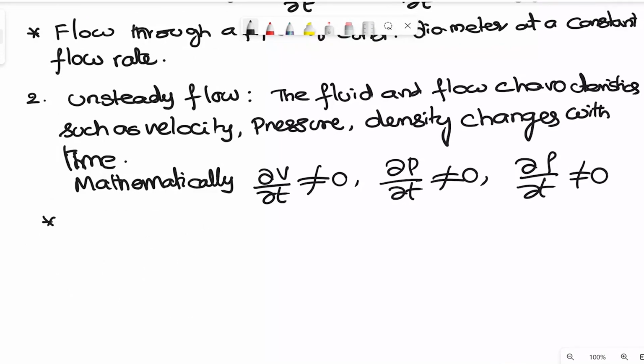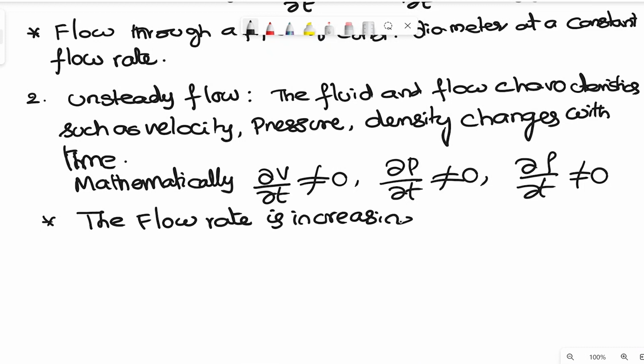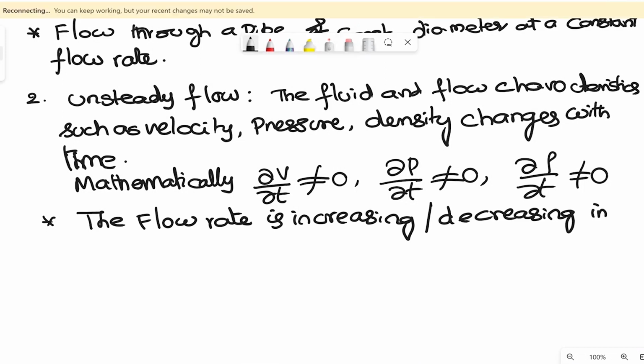The example we can write is the flow rate increasing or decreasing in a pipe.